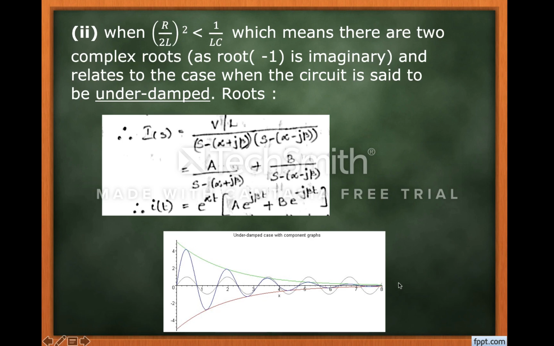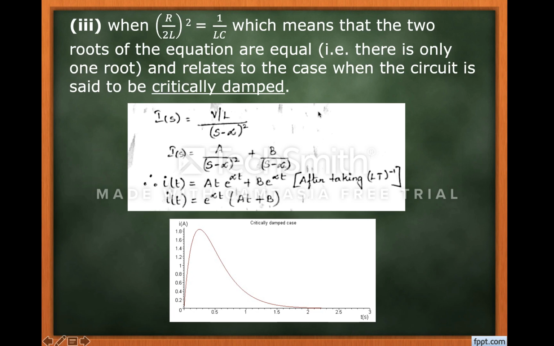Now the third case is critically damped. When critically damped, the roots become equal. So when both the terms are equal, the roots become equal. When both the roots are equal, you will have s minus alpha the whole square in the denominator. So this can be resolved into A by s minus alpha square plus B by s minus alpha. So upon taking Laplace inverse, you will have these terms, and finally you will have an exponential term e power of alpha t into (A t plus B).